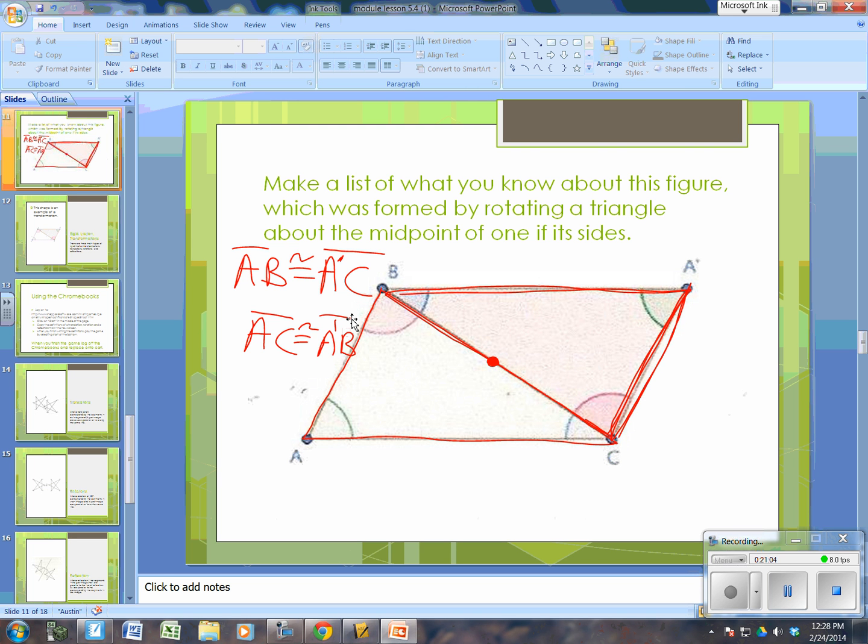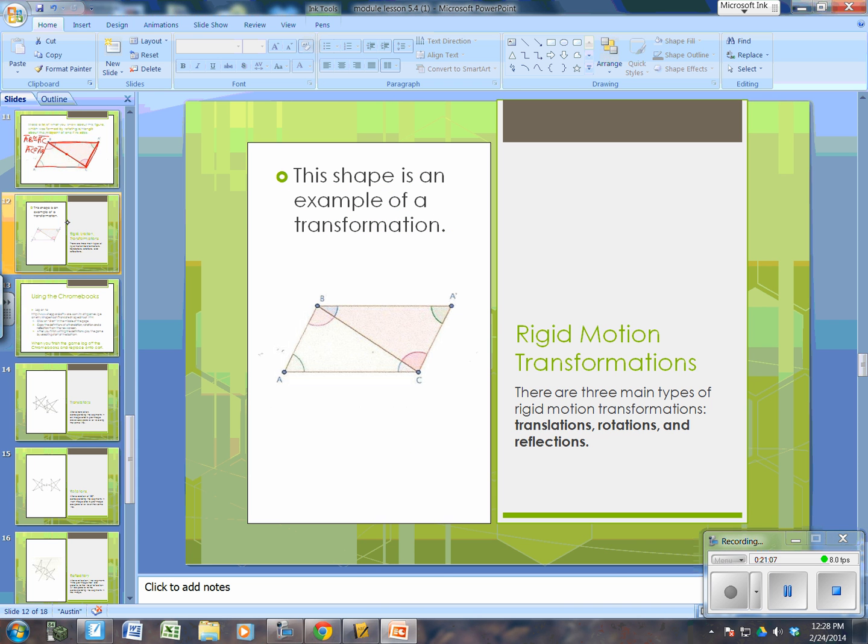Yeah. Okay. All right, here we go. Next one. This shape is an example of a transformation. That's the one we just did. We're going to talk about rigid transformations. There are three main types of rigid motion transformations: translation, rotation, and reflection. We know about these already. We've studied them, right? What is another name for translation? What's the easy name for translation? Slide. What's another name for rotation? Turn. And what is the other name for reflection? Flip.